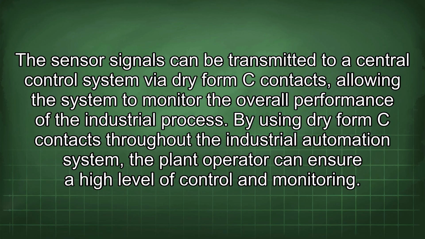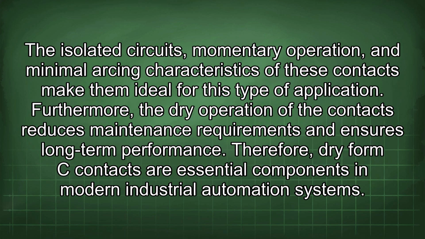By using dry form C contacts throughout the industrial automation system, the plant operator can ensure a high level of control and monitoring. The isolated circuits, momentary operation, and minimal arcing characteristics of these contacts make them ideal for this type of application. Furthermore, the dry operation of the contacts reduces maintenance requirements and ensures long-term performance. Therefore, dry form C contacts are essential components in modern industrial automation systems.